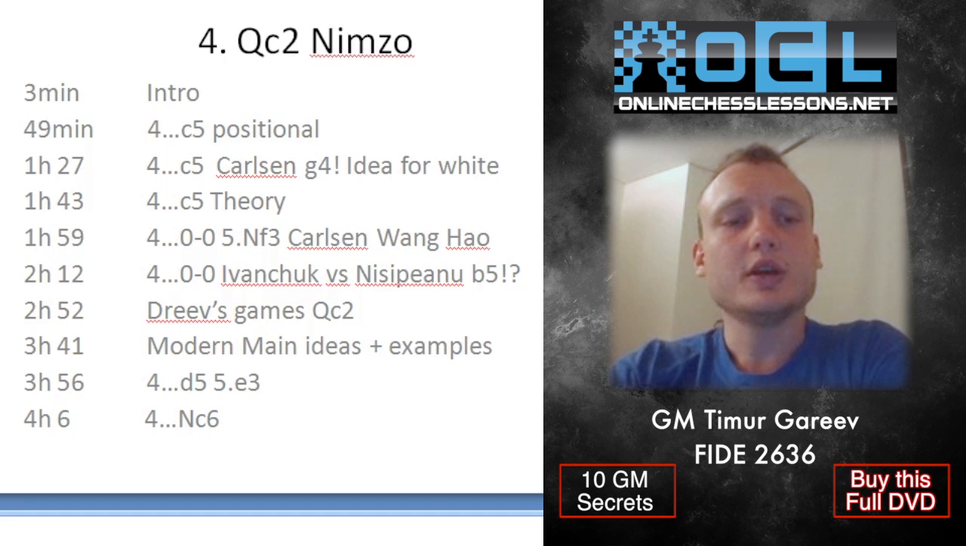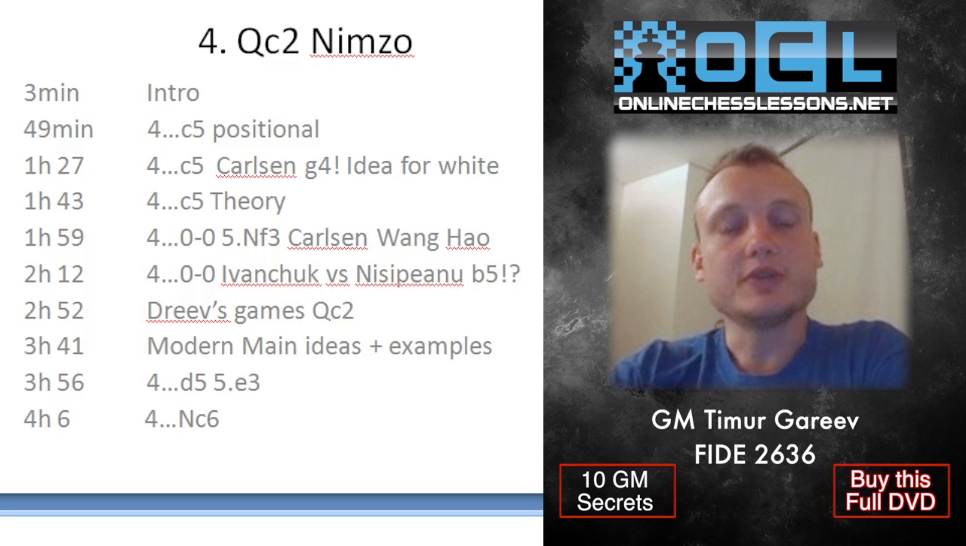Now, Qc2 certainly has some dynamic play, and here's the outline of the DVD that you guys see in front of you. So this is the little introduction. It's going to be for just a couple minutes, and then you can see that from minute 3 to minute 49, we're going to examine move 4, c5, the positional approach for white. Then we're going to see ideas of Carlsen using the g4, kind of like the one that we mentioned or looked at in semi-Slav defense.